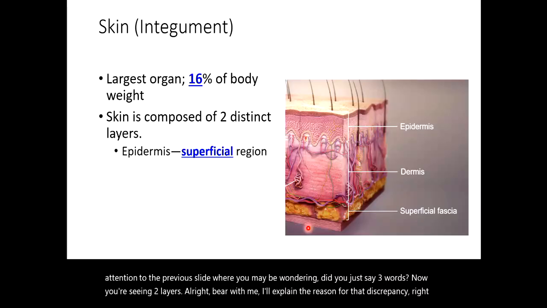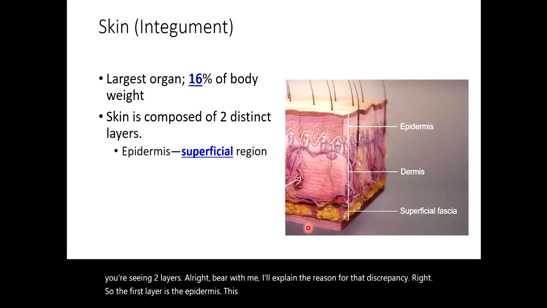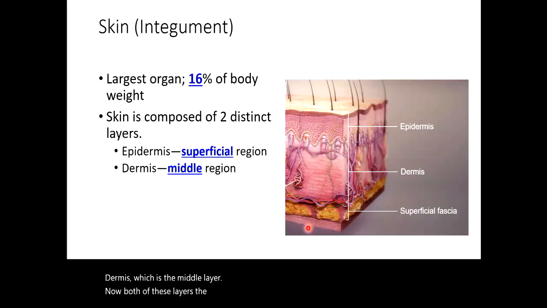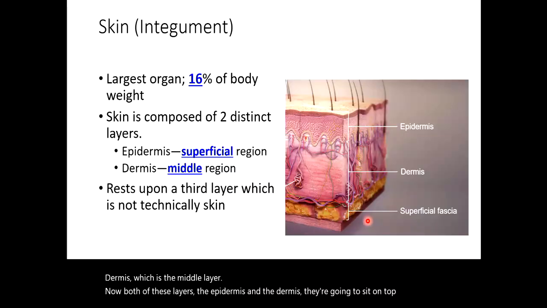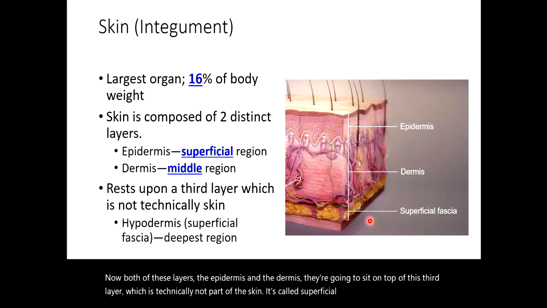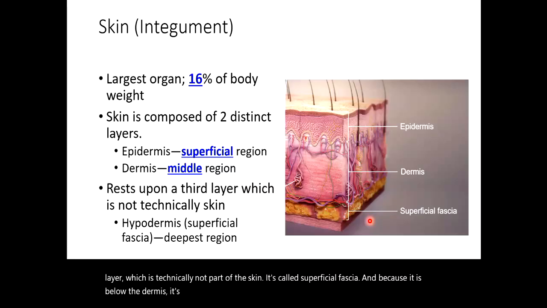Right, so the first layer is the epidermis. This is the most superficial layer. The word epi means above, and then the epidermis will lie above the second layer, which is the dermis, which is the middle layer. Now both of these layers, the epidermis and the dermis, they're going to sit on top of this third layer, which is technically not part of the skin. It's called superficial fascia, and because it is below the dermis, it's called hypodermis. Right, and this is called superficial fascia.